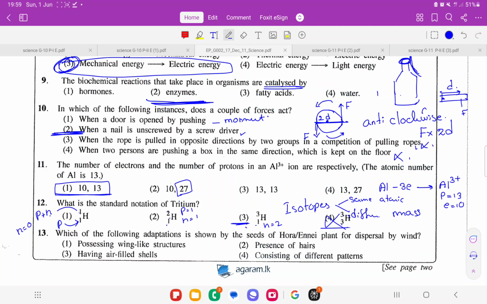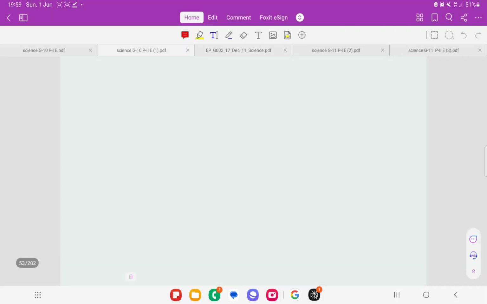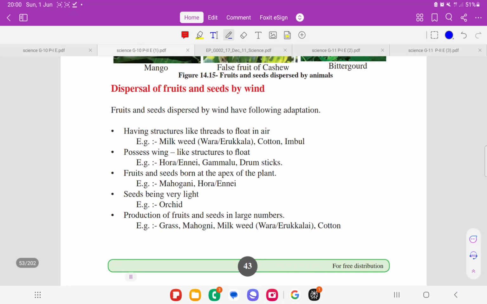13. Which of the following adaptations is shown by the seeds of horror Na? That's a Tamil name, plant for dispersal by wind. So dispersal methods we discussed in grade 10 part 2 book. So here there are 4 ways of dispersal: by animals, by water, by wind, and by explosive mechanism, right? Animals, water, wind, and explosive mechanism. So here they ask wind.